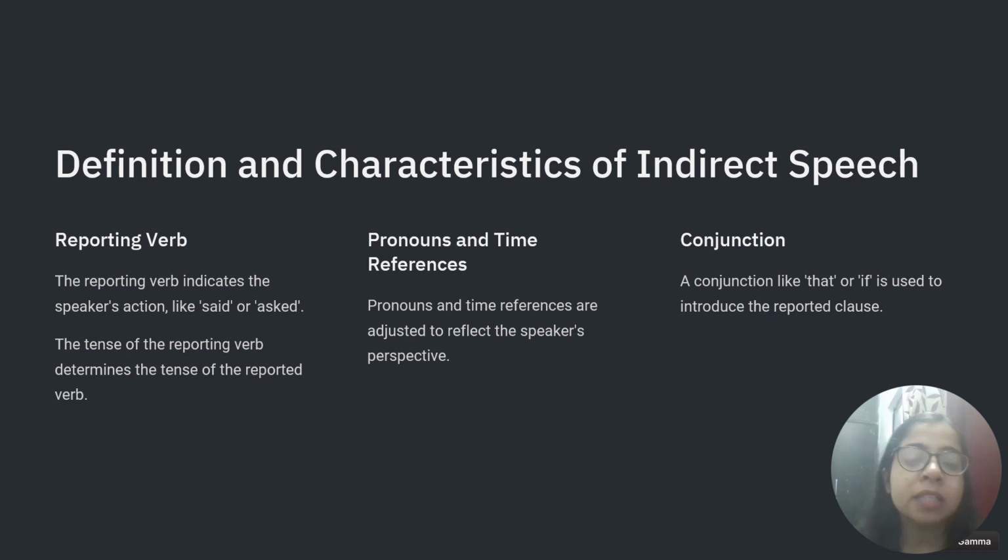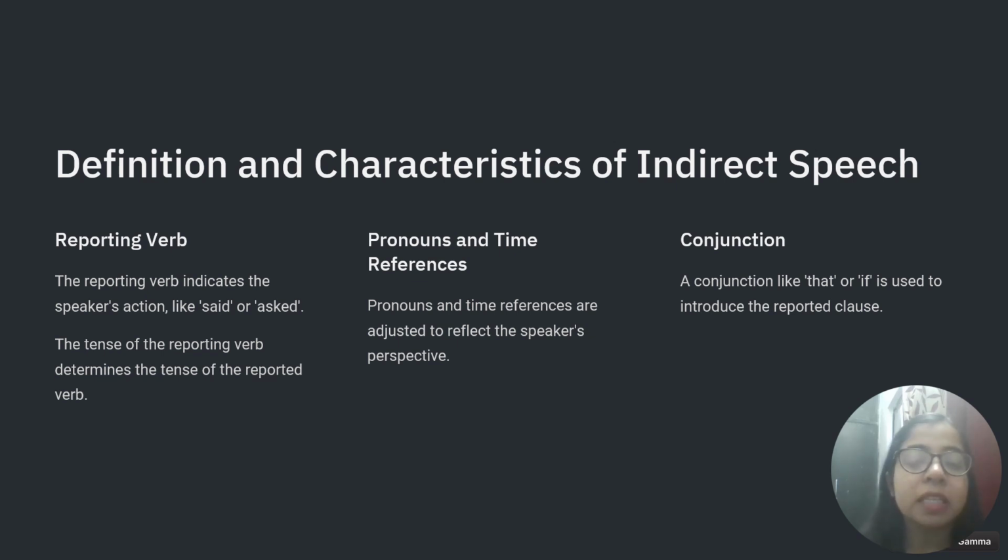Okay. Next is pronouns and time references. Pronoun and time references are adjusted to reflect the speaker's perspective. Okay, like I said that I will not take the class today. Now she said that she won't take the class today. Okay, or this day. She won't take the class this day. So some pronouns like I said I, but the student, when he will tell his friends or colleagues, he will say she. Okay, the pronoun will change and the time references are adjusted accordingly.